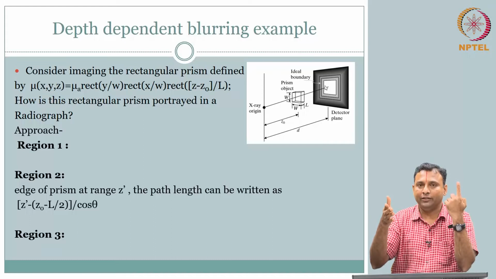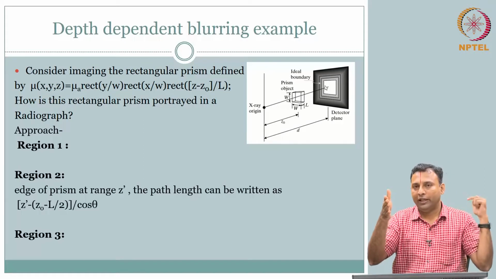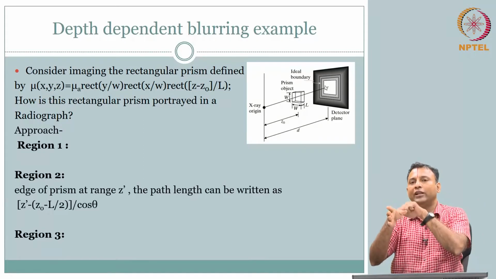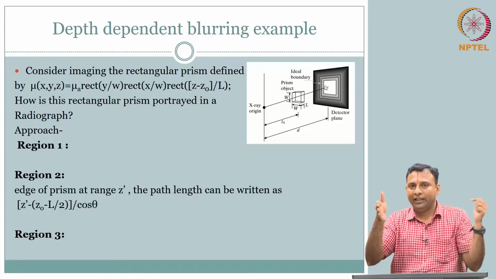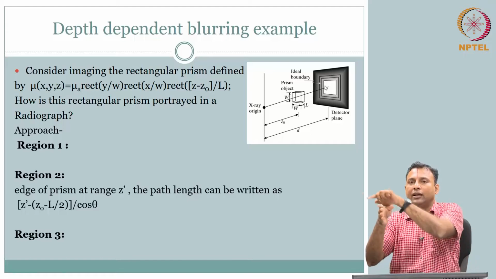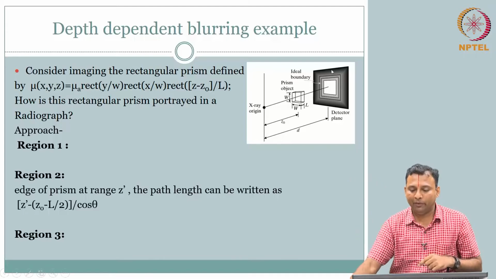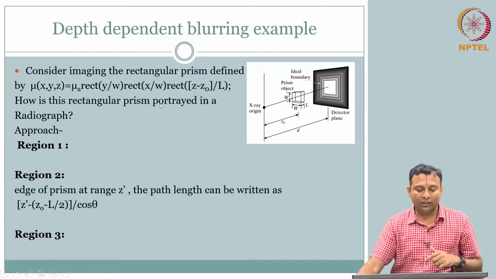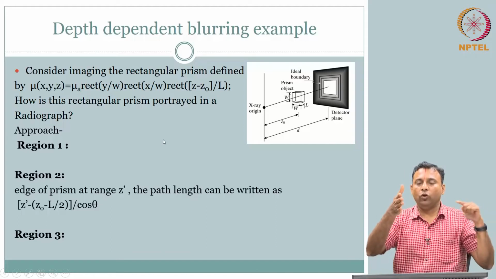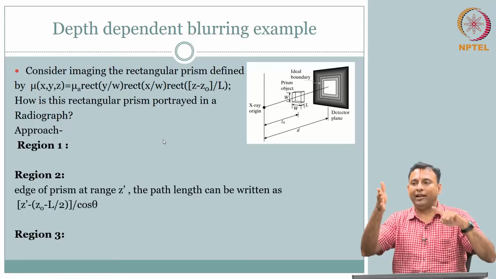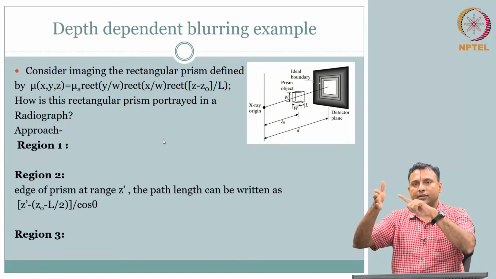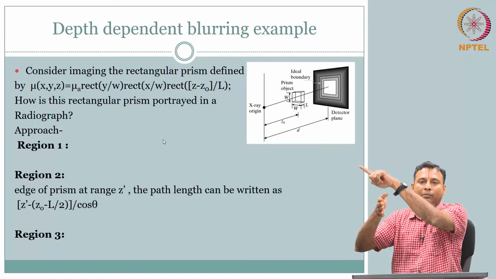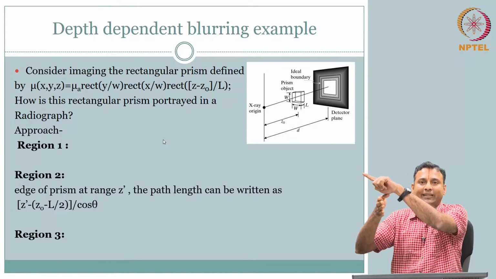So the first region is no issue. Everything goes in the front face and comes out through the back face, and you will get an image for which we know the equation already. But region 2 is more complicated: the X-ray goes in but exits because of the angle, before it reaches the end face. That is also going to be observed partially on the detector plane.